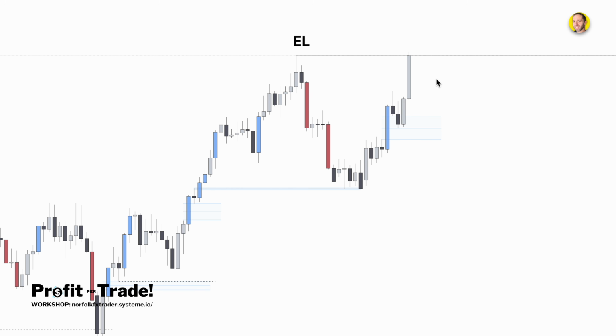I do hope you're getting some great value from this, and it's helping you to understand why the imbalance is an important aspect of your trading.